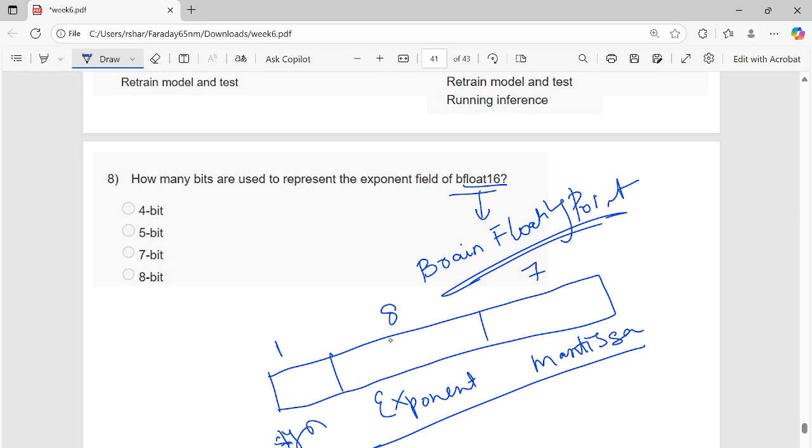And this is different from IEEE float 16, which uses a 5-bit exponent. So this is 8-bit. So B float 16 is designed to have the same exponent range as float 32, which has an 8-bit exponent, allowing it to represent very large and very small numbers, but with less precision because of fewer mantissa bits. So B float 16 uses an 8-bit exponent field.